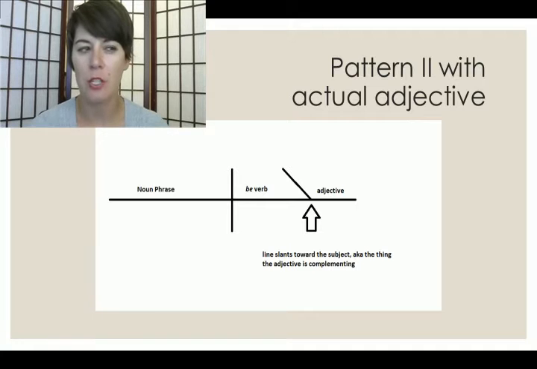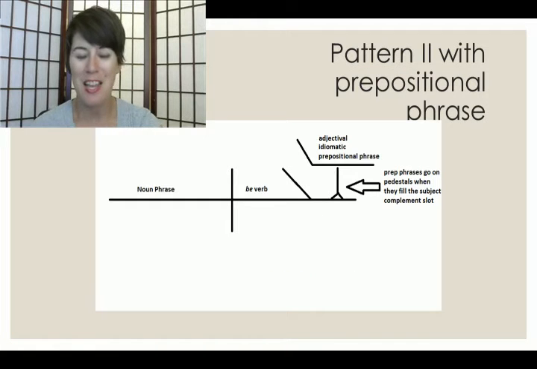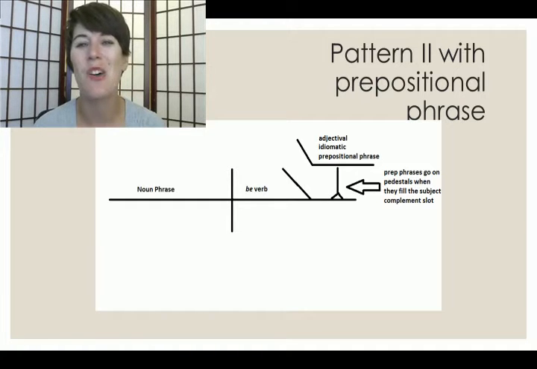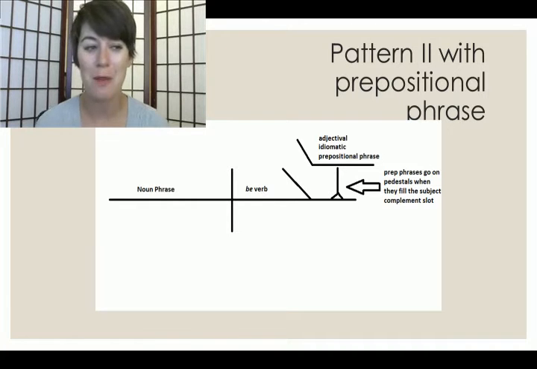Our diagram will look like this also if we're dealing with a prepositional phrase instead of an actual adjective. We're still going to have that slanty line. But don't freak out. The idiomatic prepositional phrase is going to go up on a pedestal because prepositional phrases go on pedestals when they fill complement slots. I know this is a little wacky. It is a little unusual to see, but we will practice it quite a bit. So if it's a prepositional phrase in pattern 2, pop it up on the pedestal.